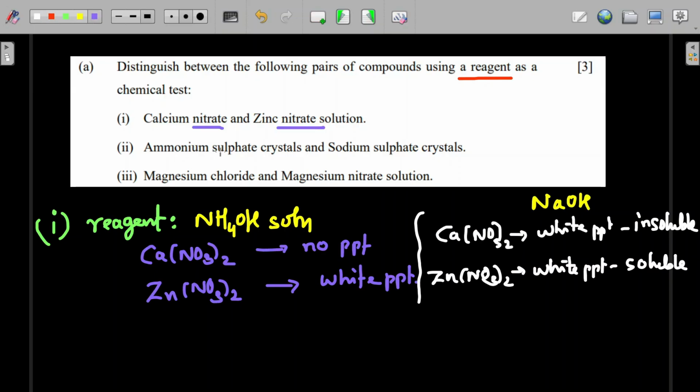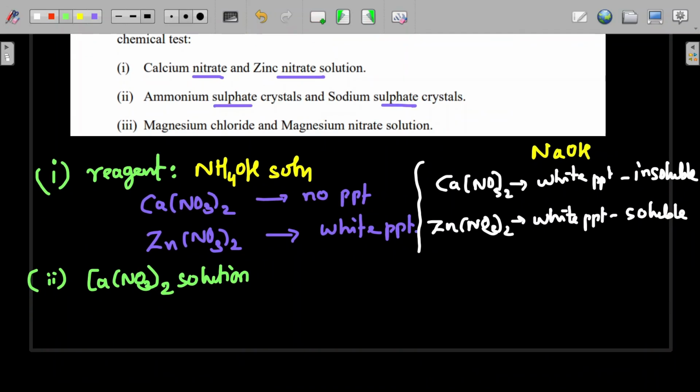Second case, see, ammonium sulfate and sodium sulfate. Again, sulfate is common, so you have to differentiate the cation. Now I told you first only. If you want to differentiate between ammonium ion and sodium ion, you can take any calcium compound which is soluble in water. So I will take calcium nitrate solution. You have to take the solution. Whenever you are writing the precipitate, you have to take the solution. So what happens here?